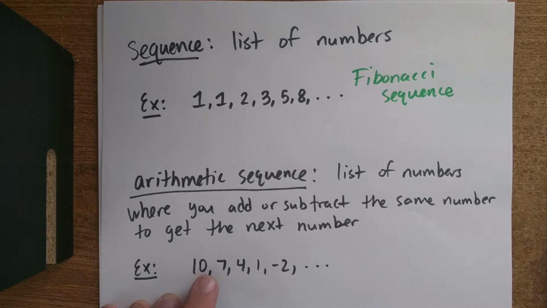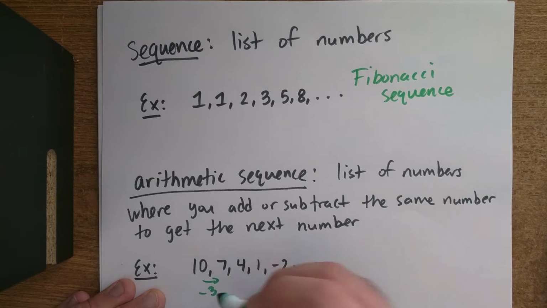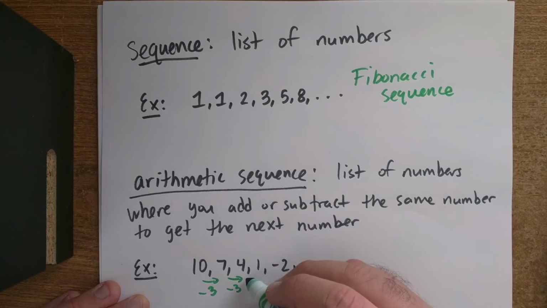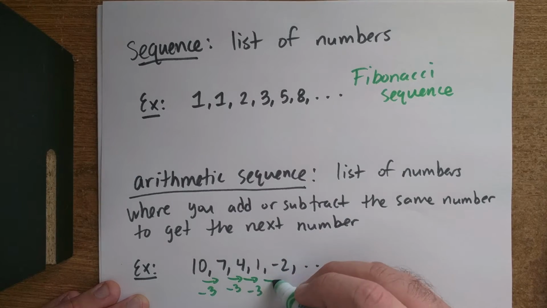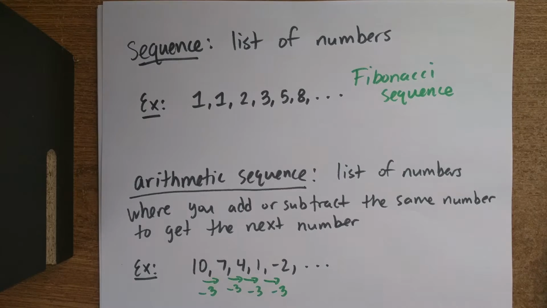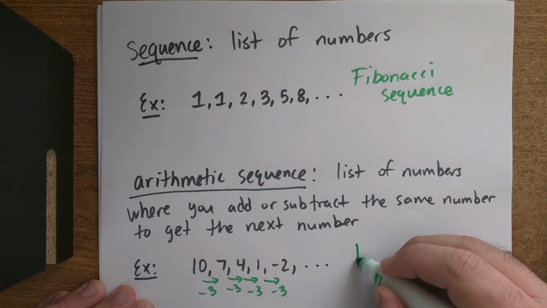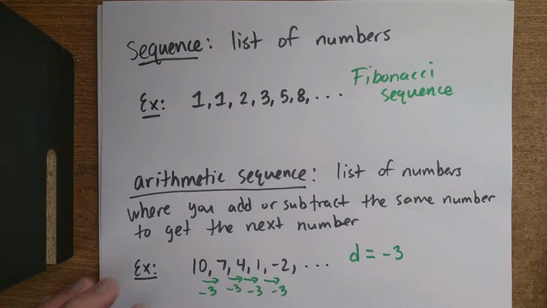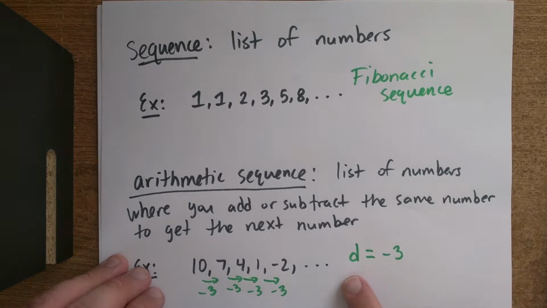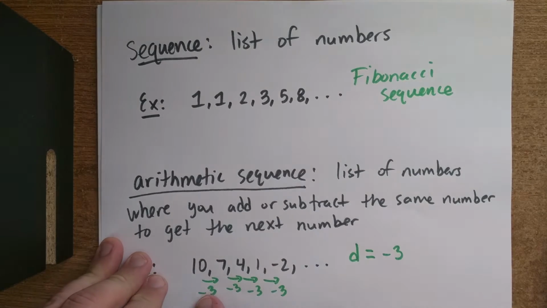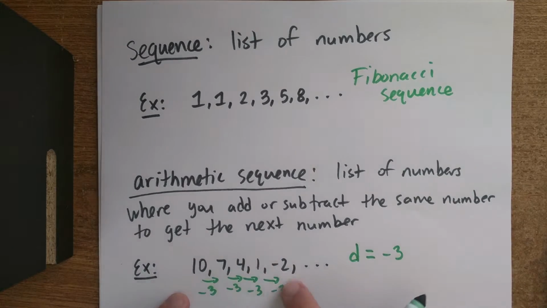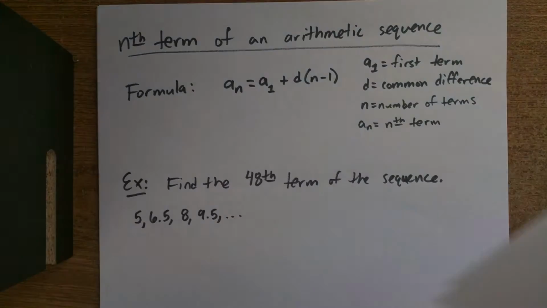Well, what does it take to get from 10 to 7 if you're adding or subtracting? To get from here to here, it takes you minus 3. And if you notice, that's true every time. 7 minus 3 is 4. 4 minus 3 is 1. 1 minus 3 is negative 2. So for this arithmetic sequence, you say that d equals negative 3. We'll see more about the variable d in a second. But that's how you know it's an arithmetic sequence, because you added or subtracted the same number every time. Let's go ahead and look at some more examples here.